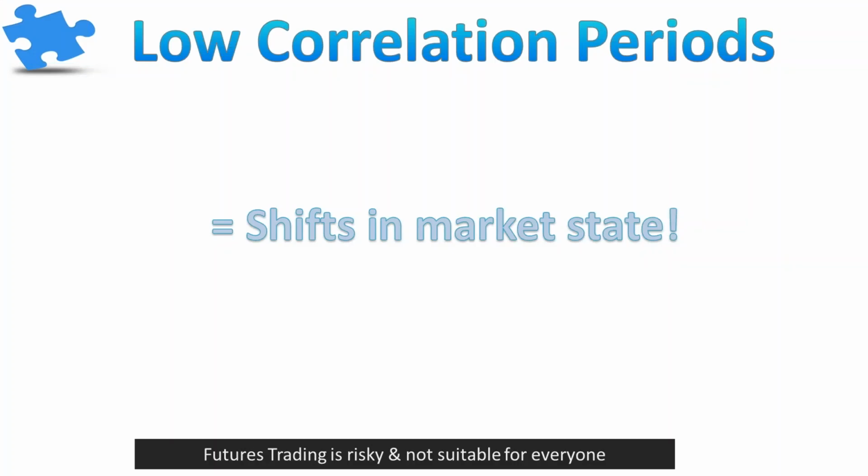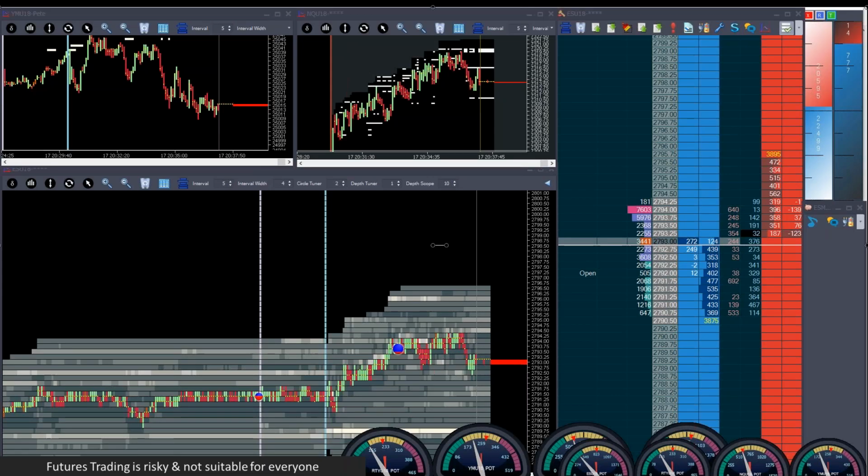Okay, last thing we're going to look at is the concept of switching state, going from trend to chop or chop to trend, and how correlations help with that. So first of all, do these markets look correlated? Well, obviously not. You've got the Dow going down and the Nasdaq going up. This is really, really common on the indices.